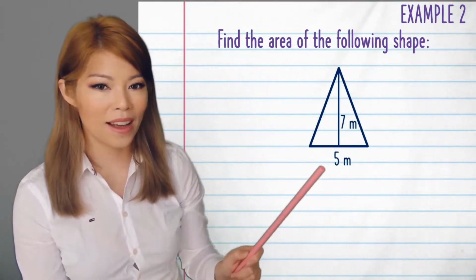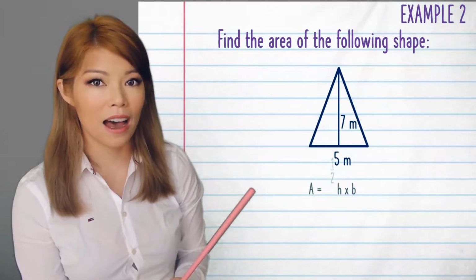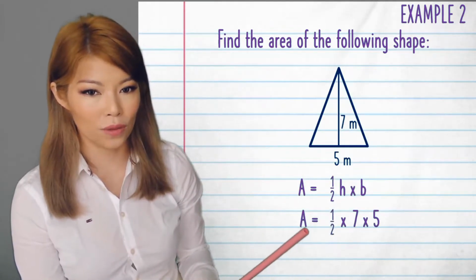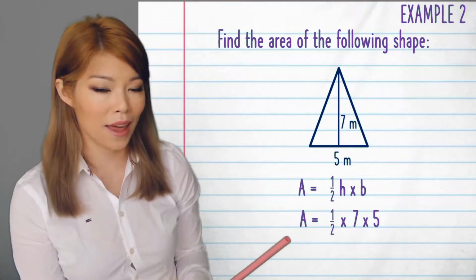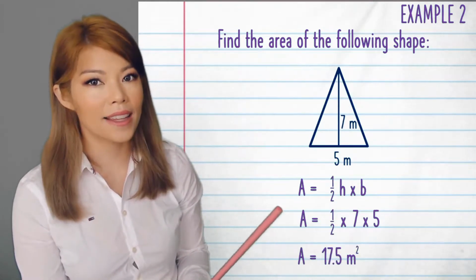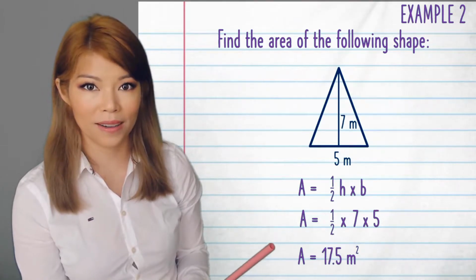Here we have a triangle. The area of a triangle is half height times base. So we have 5 times 7 divided by 2. Or you can plug in all the numbers like that, whichever way you find easiest. So the answer is 17.5 meters squared.